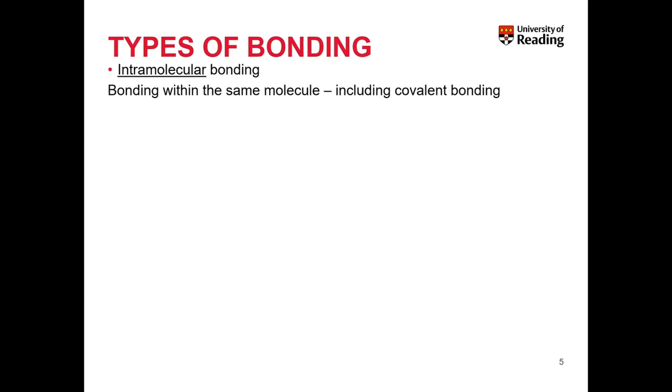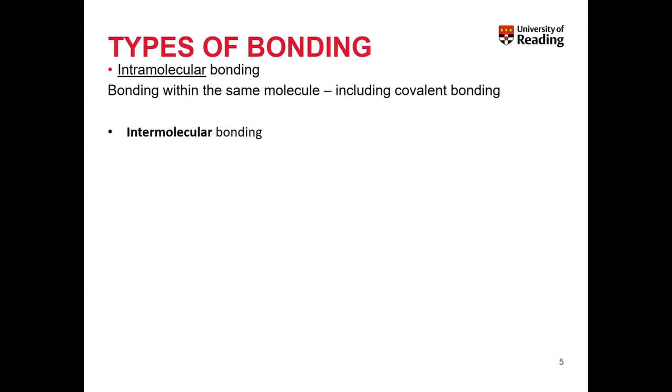So what types of bonding can we have? Well, there are 2 main types of bonding. The first is intramolecular bonding. Now this is bonding within the same molecule. So this is any binding mode that can happen between functional groups in the same molecule. And we'll look at some examples of these later on.